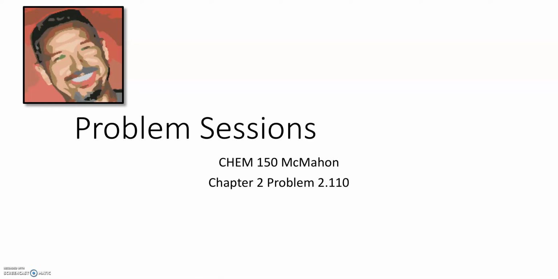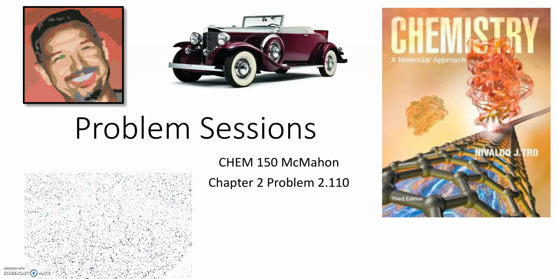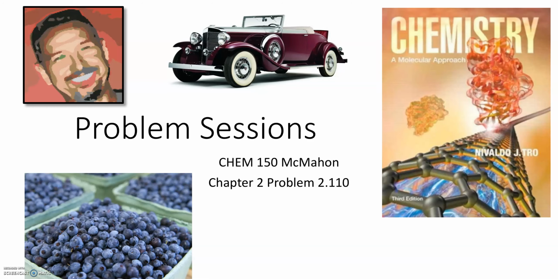And I'm picking this problem-solving session to do chapter 2, problem 110. A lot of students struggle with this problem, so I thought this would be a good problem for this week's problem-solving session. Again, it is from the third edition of Tro, A Molecular Approach, General Chemistry. In this particular problem, we're going to figure out how many cars can fit in a mole of blueberries, or how many cars weigh as much as a mole of blueberries.